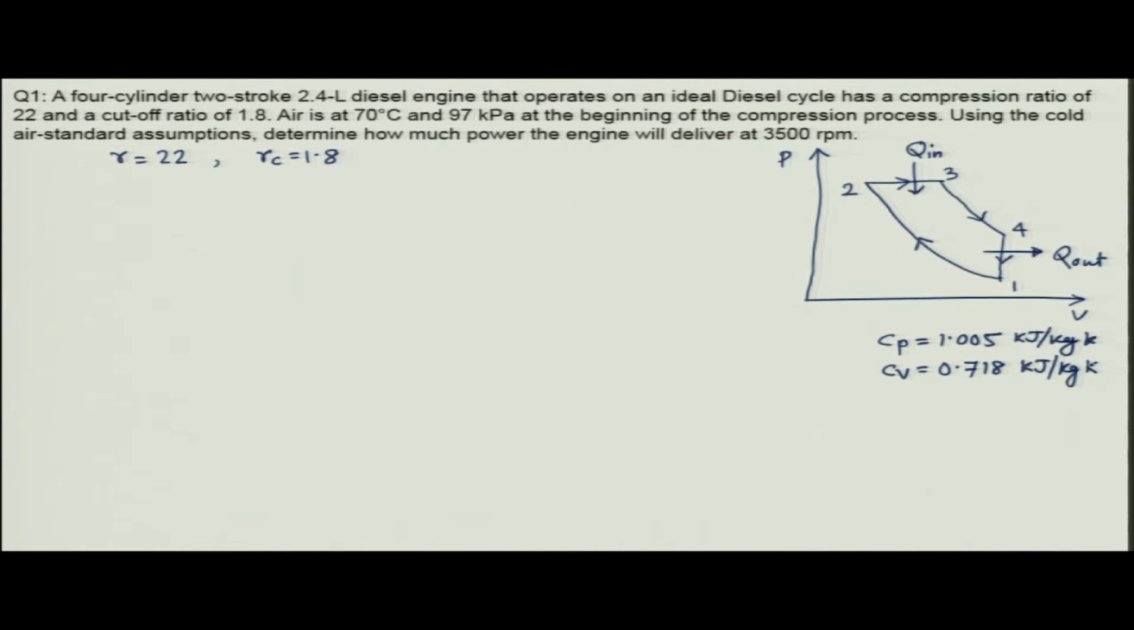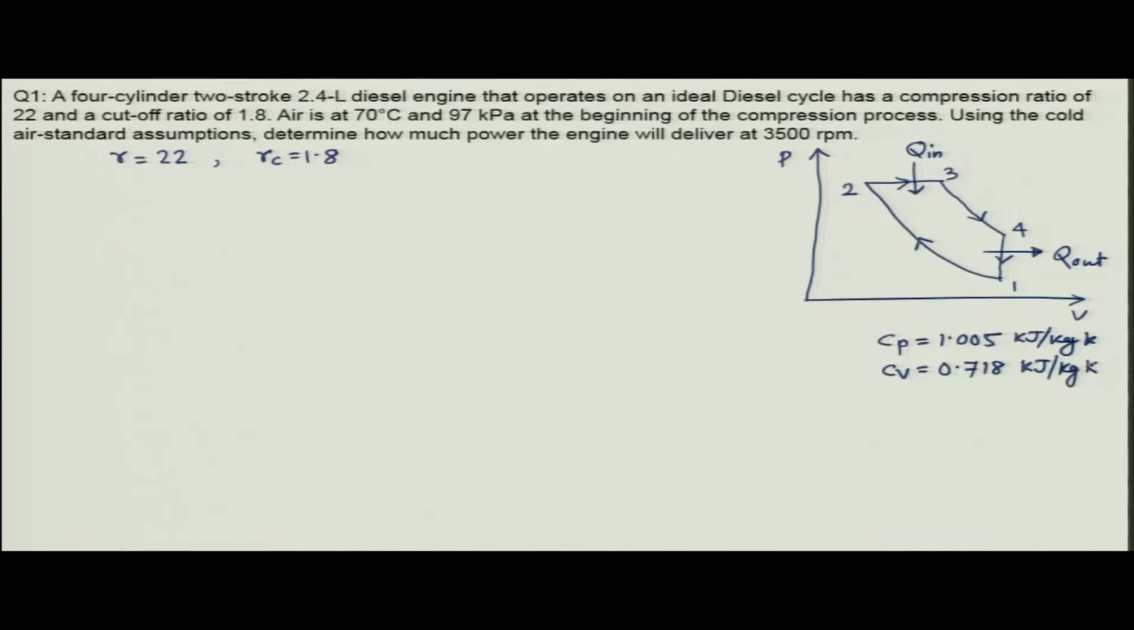If it is not a cold air standard assumption, then you have to consider the variable specific heats. We solved some problems for the Otto cycle in the previous tutorial, so we have to adopt that strategy using the relative volume, and from the relative volume you can find the temperature and the internal energy. But here it is mentioned clearly it is a cold air standard assumption. So, Cp and Cv we have to take for air at standard condition, that is at room temperature, and we can use it for our problem solving.